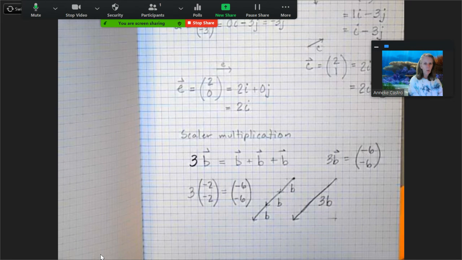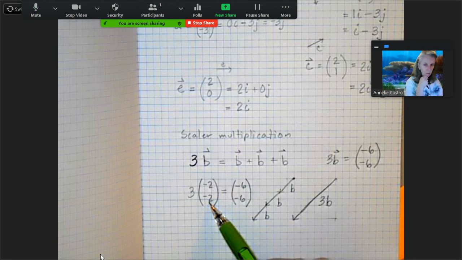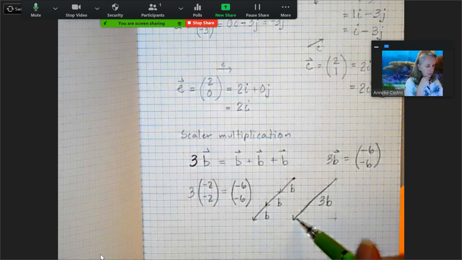The other thing that I wanted to point out is parallel. When vectors are parallel, I want you to think about parallel lines. When do we know lines are parallel? They have to have the same slope. If I have -2 over -2, -2 divided by -2 is +1. If I said this was a line, doesn't this line have a slope of 1? And this has a slope of 1, and they are parallel to each other.